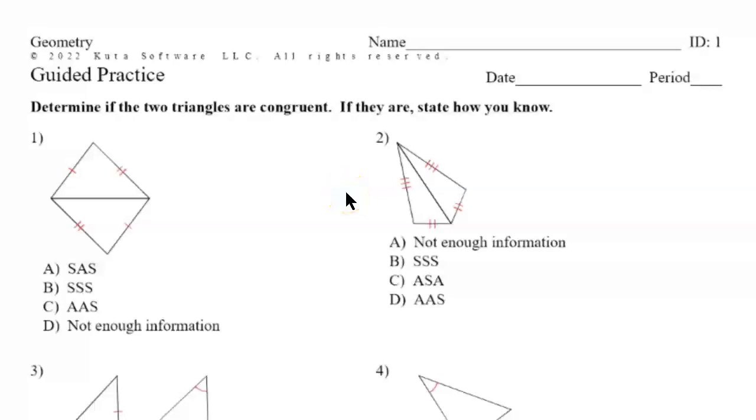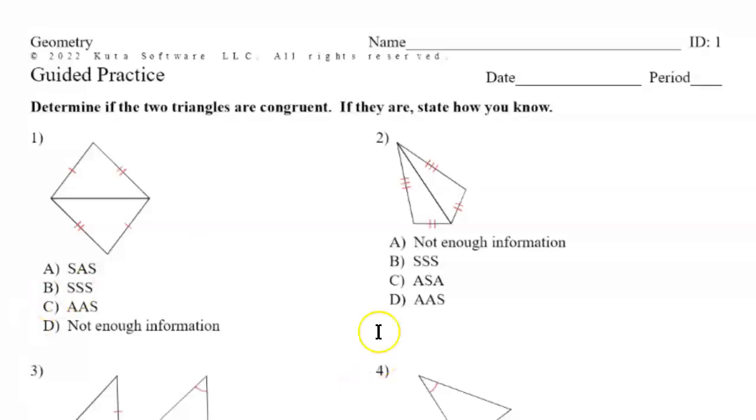We're going to be looking at some sample questions in which we're trying to determine which triangle congruency postulate we can use to determine if two triangles are congruent. And we have four postulates that we reviewed in our notes, so you'll want to have your notes out.